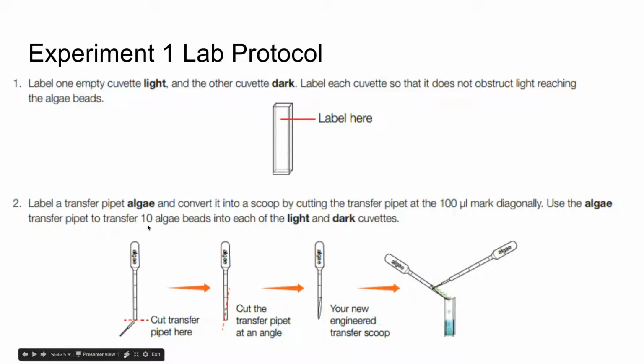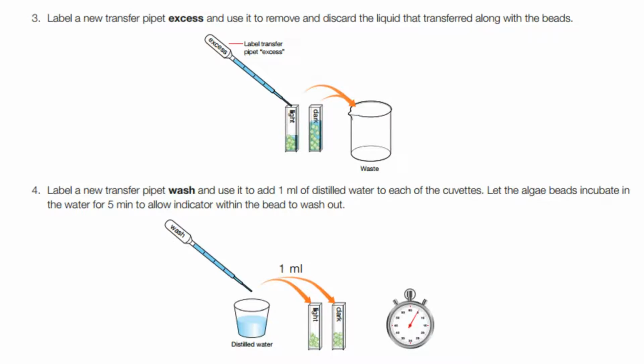Okay, and then you're going to use the algae pipette to transfer 10 algae beads into each of the light and dark cuvettes. You're going to label another pipette excess, and you're going to use it to remove and discard the liquid that might have gotten transferred along with the beads. You want to make sure not to grab the beads or try not to disturb them. Kind of move them to the side and insert the pipette into it to suck up that extra liquid. You're going to discard it into your labeled waste container beaker.